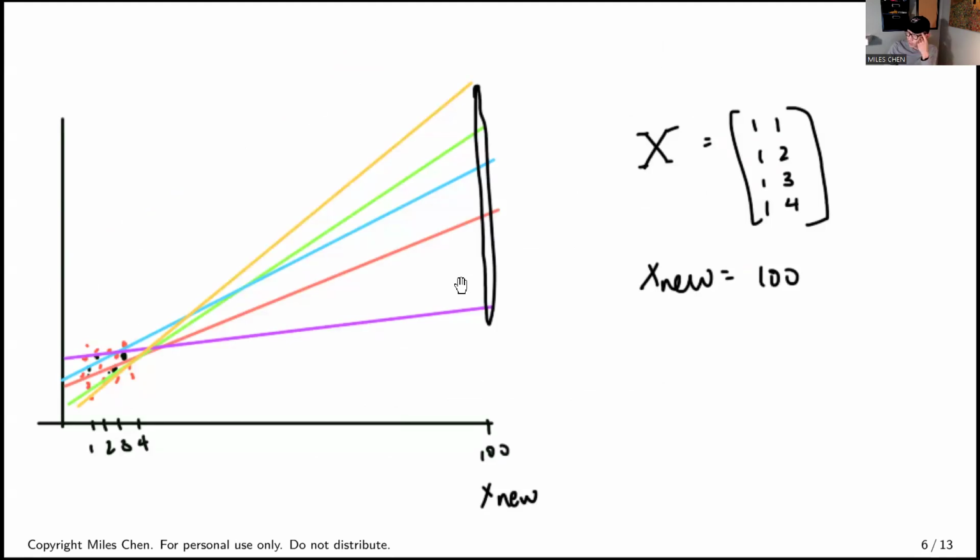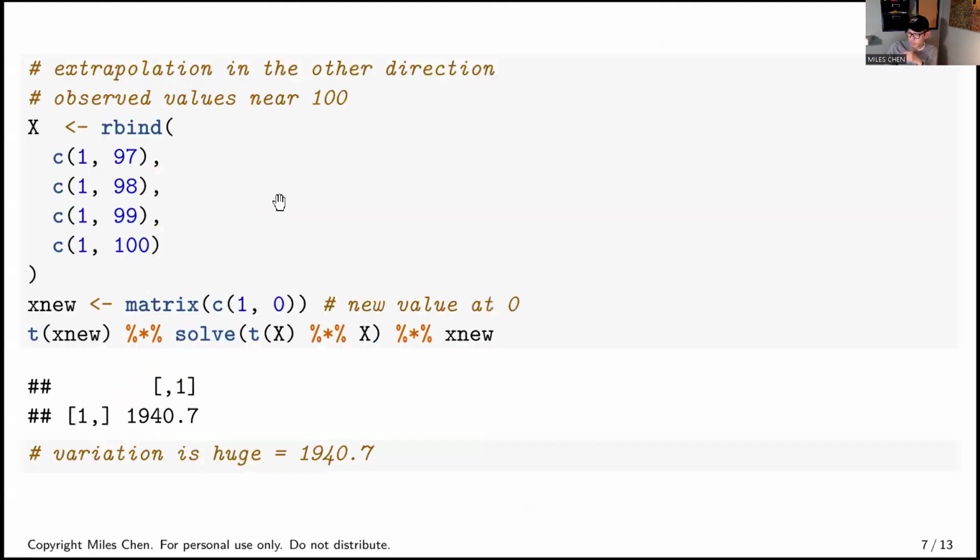You can flip it around the other way, where your observed X values are near 100: 97, 98, 99, 100. Now we try to make a prediction around X equal to 0, and this variation is also huge, around 1,940.